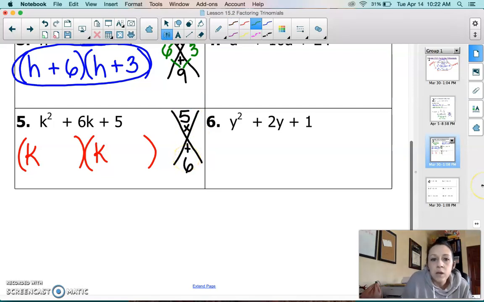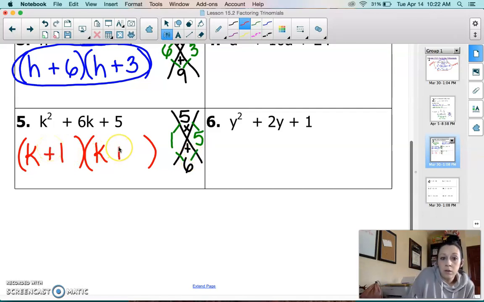So what times what equals 5? I can only think of one thing. 1 and 5. And that's going to work because 1 times 5 is 5, like we just said. But 1 plus 5 does add up to 6. So you have a winner. 1 and 5.